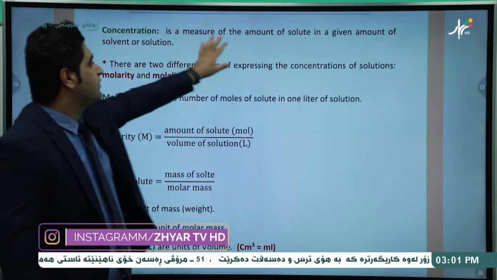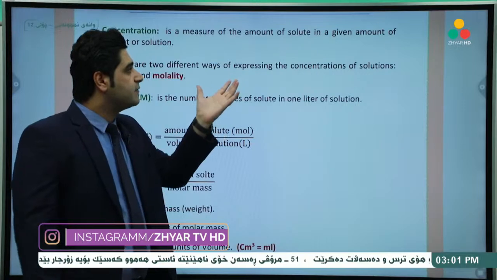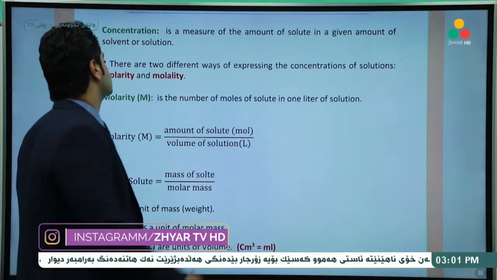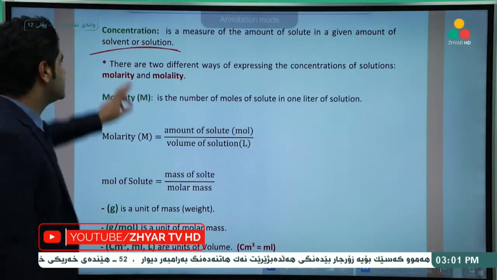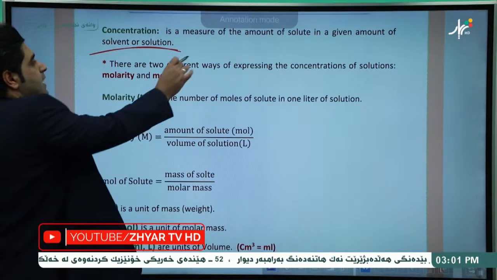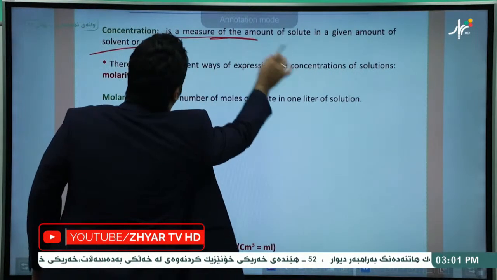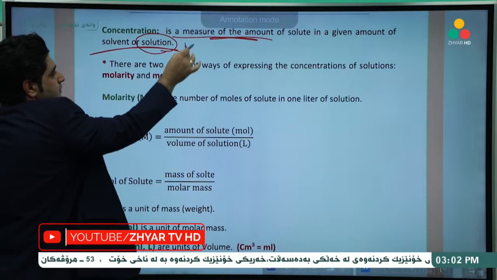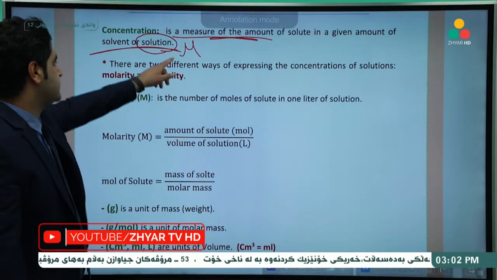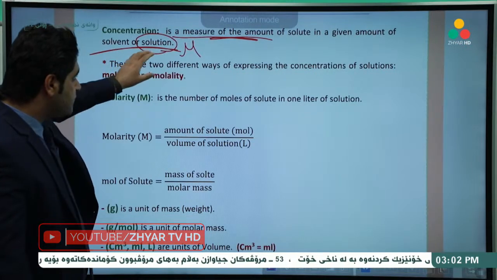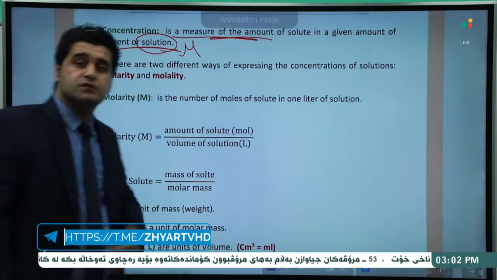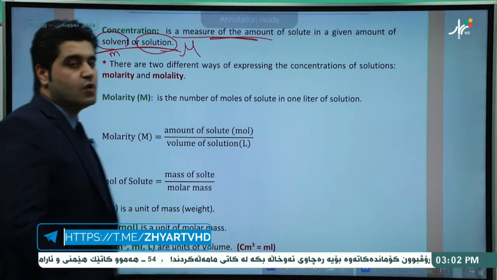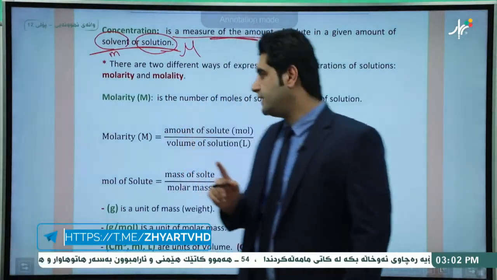Concentration is the measure of the amount of solute in a given amount of the solvent or the solution. Why solvent and why the solution? Why have we mentioned two different things? Well, if we measure the amount of solute per the amount of solution, it will be molarity, which is capital M, molarity with R. But if we measure the amount of solute per amount of solvent, it will be molality, small m, molality with L, okay?